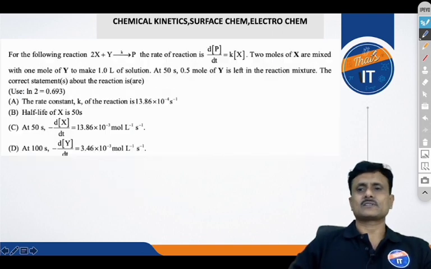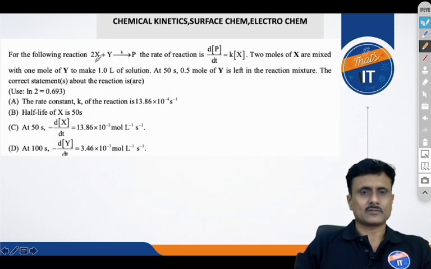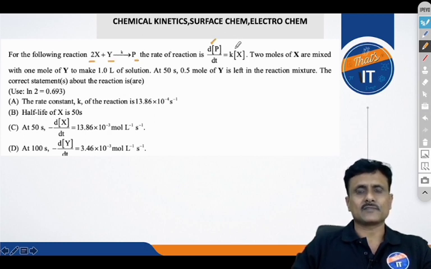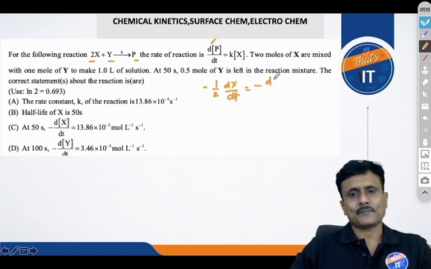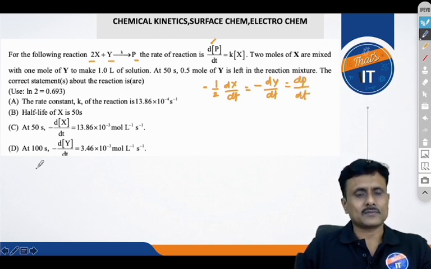You can see in the next question, very important question, right? 2X plus Y giving rise to P. The rate expression is in terms of dP by dt and X. So you have to first of all write it in terms of X, that is minus 1 by 2 dX by dt concentration. I am not writing the square brackets to minimize the time, equal to dP by dt, isn't it? Now you can see that these substances are reacting like this.